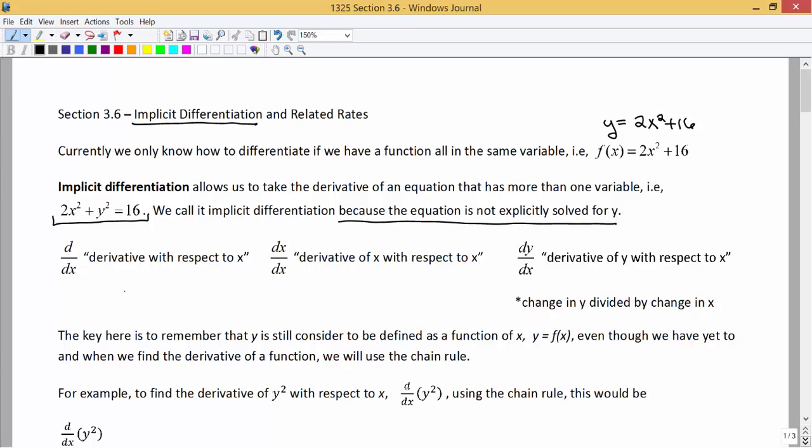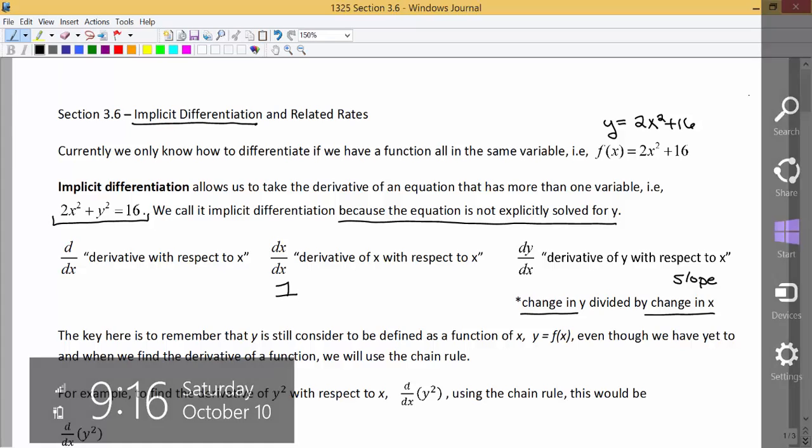Let's review a little bit of notation before we start. Remember that d dx is the derivative of a function with respect to x. If you were to write the derivative of x with respect to x, then anything, of course, divided by itself is 1. And what we've usually been writing is the derivative of y, or the derivative of the function, with respect to x. In other words, we looked at the change in y divided by the change in x, and of course, that is the slope, or the slope formula.